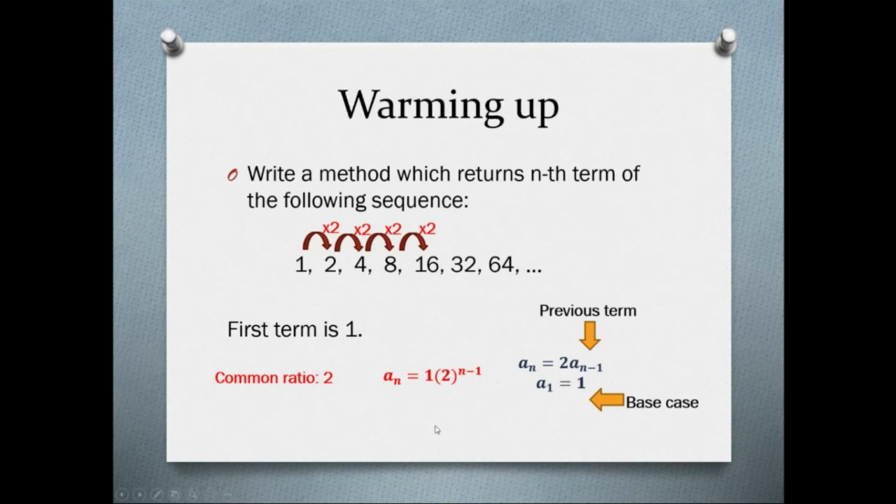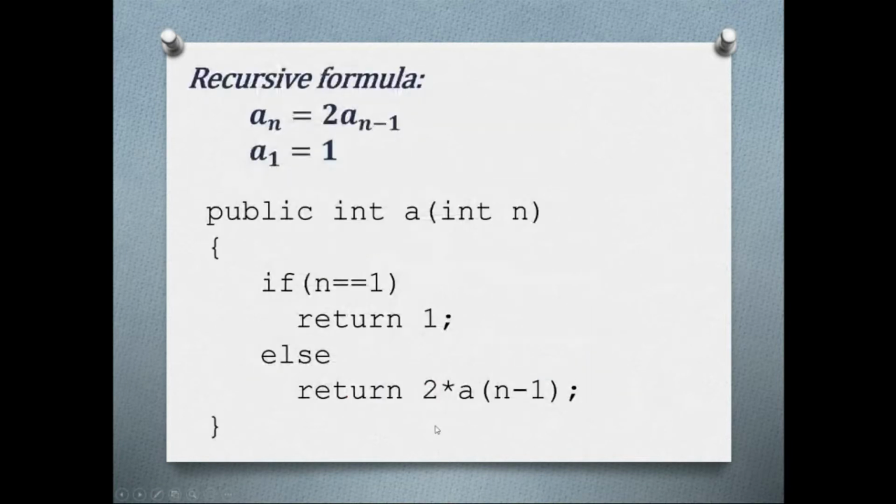Now we are going to apply it in Java. I'm going to use a recursive formula. So my method is A. I need to find the nth term, so the passing argument is n. I'm going to write the easy one first, the base case, the first term. That means if n is 1, the term value is 1. So if n is 1, return 1.